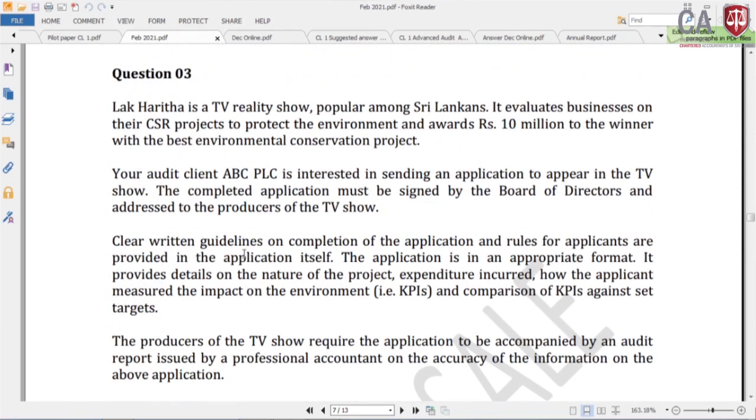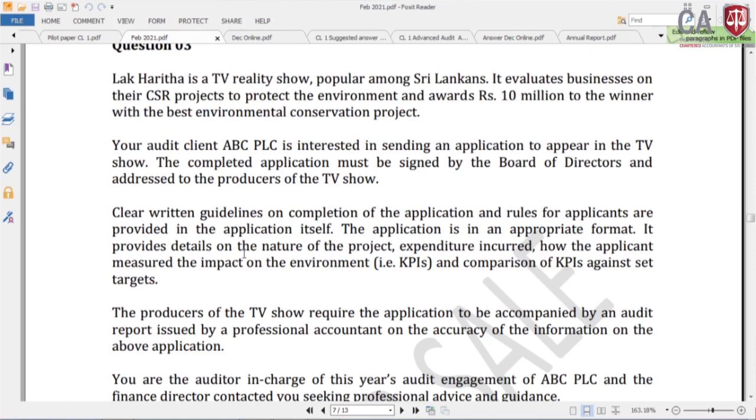Question number 3. Lakharita is a TV reality show popular among Sri Lankans. It evaluates businesses on their CSR projects to protect the environment and awards rupees 10 million to the winner with the best environmental conservation project. Your audit client ABC PLC is interested in sending an application to appear in the TV show. The completed application must be signed by the board of directors and addressed to the producers of the TV show. Clear written guidelines on completion of the application and rules for applicants are provided in the application itself.